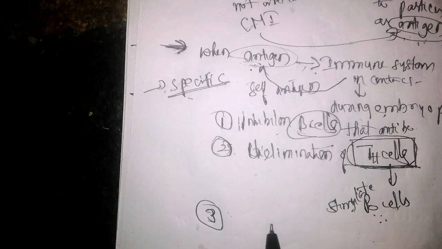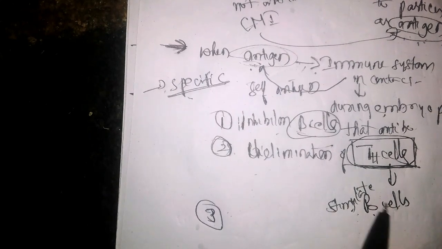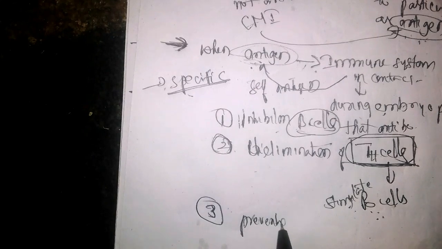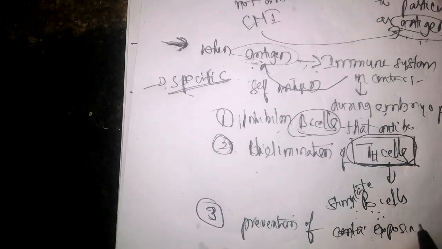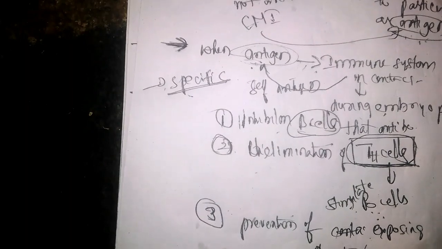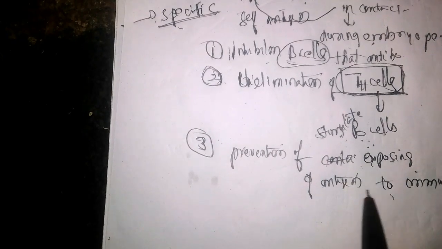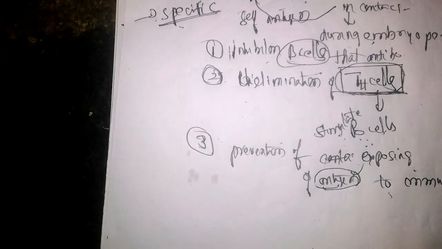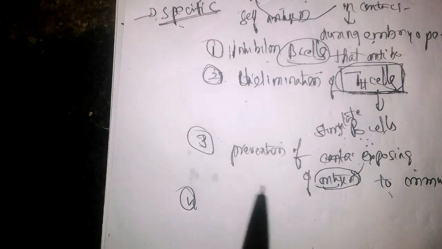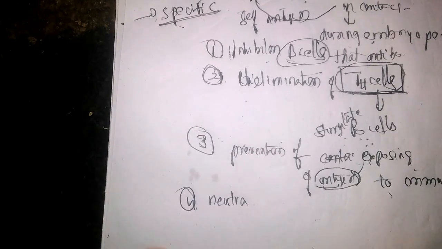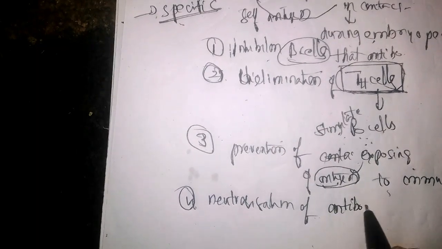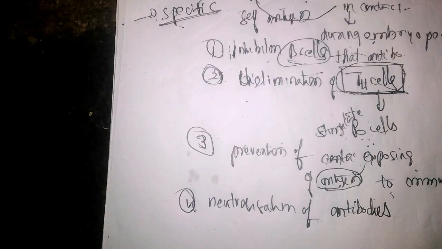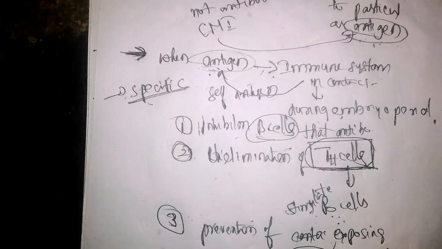And the third mechanism is inhibition of contact of these antigens with the immune system. There will be prevention of exposing these antigens to the immune system. Okay, this is the fourth mechanism. The fifth mechanism is neutralization of antibodies that are formed against these antigens. These are the most important mechanisms responsible for immunological tolerance.